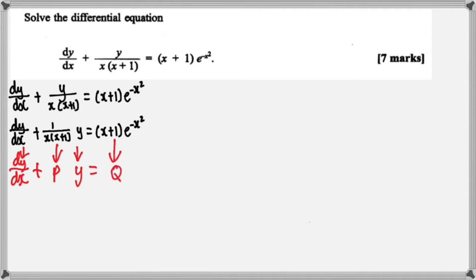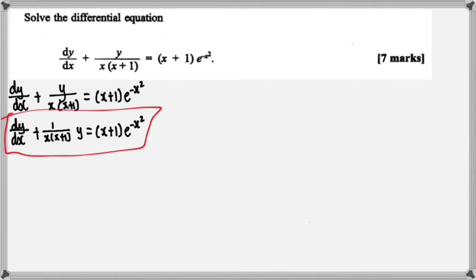Once you identify your P and Q, dy/dx should have a coefficient of 1. That is key as well. Then you are good to go. This is the form that we are looking to use. Once we have it in this form, we're good. Now what we want to do is introduce the integrating factor, because it is going to help us solve this differential equation.